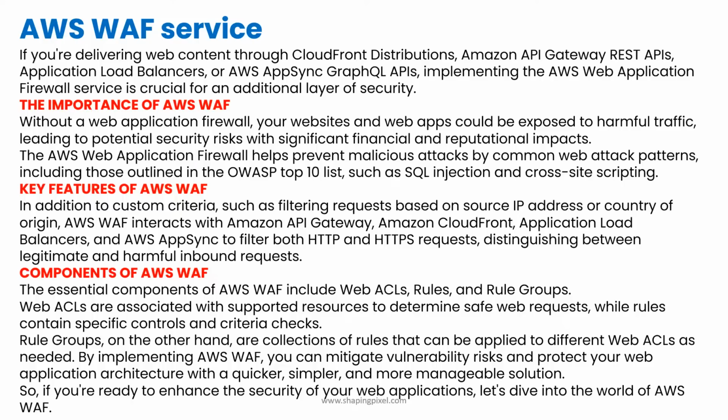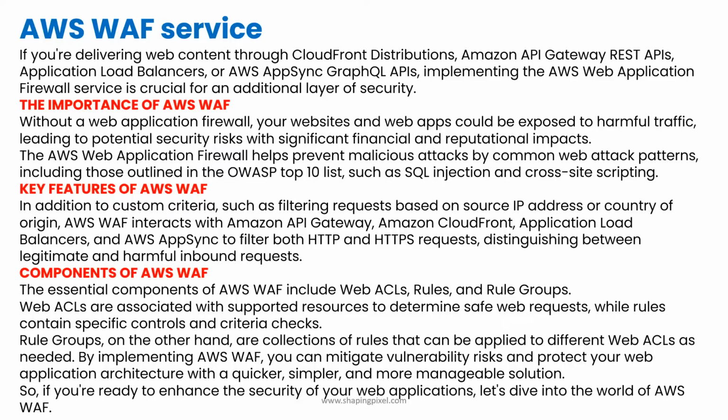The AWS Web Application Firewall helps prevent malicious attacks by blocking common web attack patterns, including those outlined in the OWASP top 10 list, such as SQL injection and cross-site scripting. In addition to custom criteria such as filtering requests based on source IP address or country of origin, AWS WAF interacts with Amazon API Gateway, Amazon CloudFront, Application Load Balancer, and AWS AppSync to filter both HTTP and HTTPS requests, distinguishing between legitimate and harmful inbound requests.